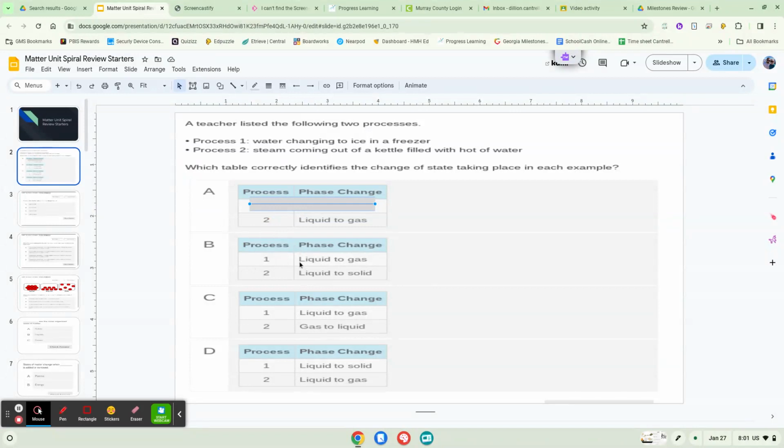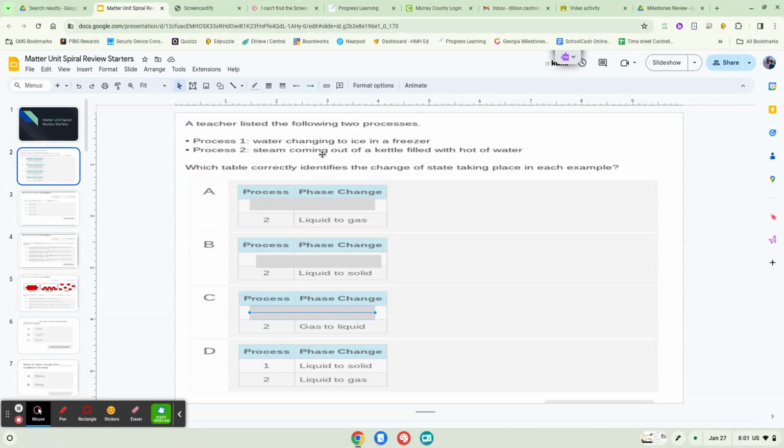For B, process one is liquid going to gas. We need a solid, remember, so we can mark out B. Same thing for C, we can mark it out. It has process one as liquid going to gas. So already I know D is going to be my answer, but let's just double check ourselves for process two.